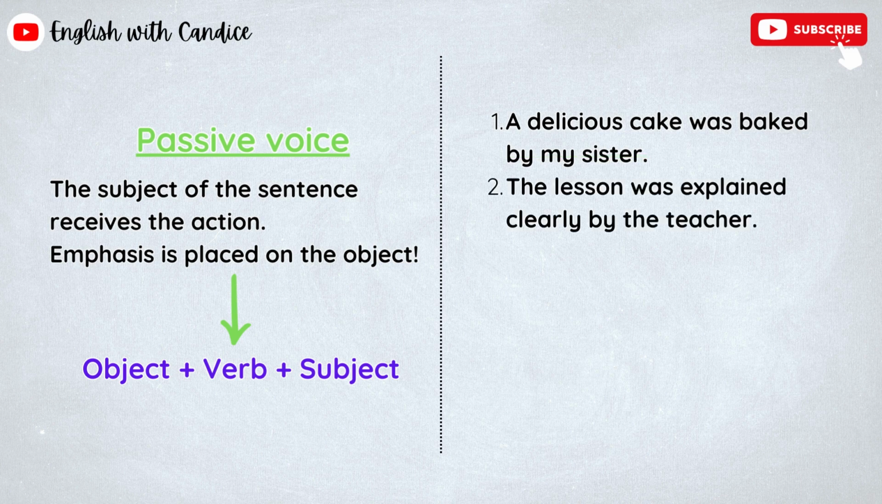Let's look at our next sentence. The lesson was explained clearly by the teacher. Again, we have placed emphasis on the object rather than the subject. And just like we could omit the subject in our first sentence, we can do the same for this sentence. The lesson was explained clearly. Let's take a look at the next sentence.